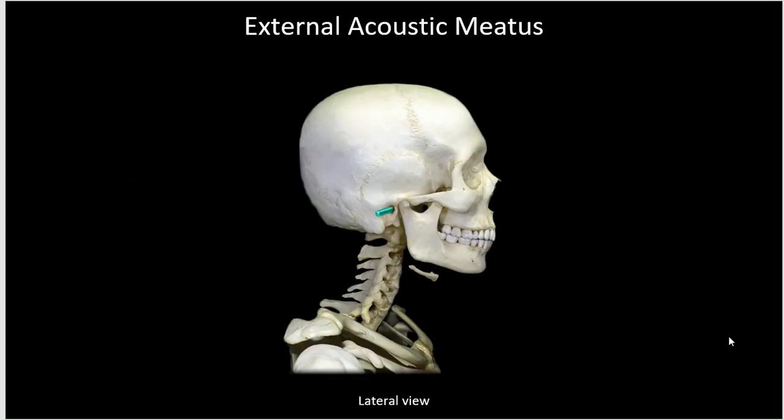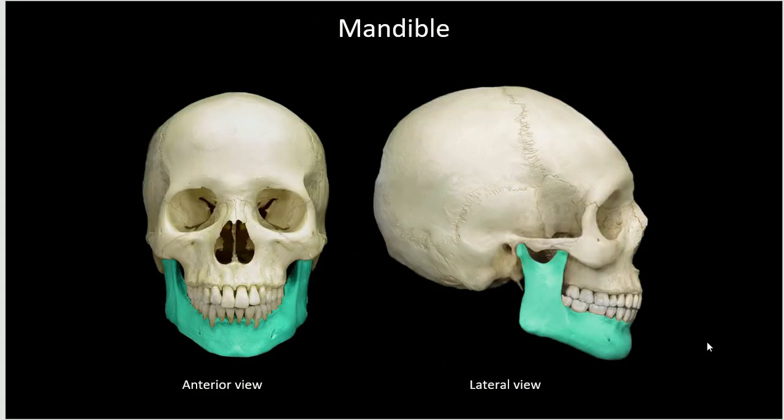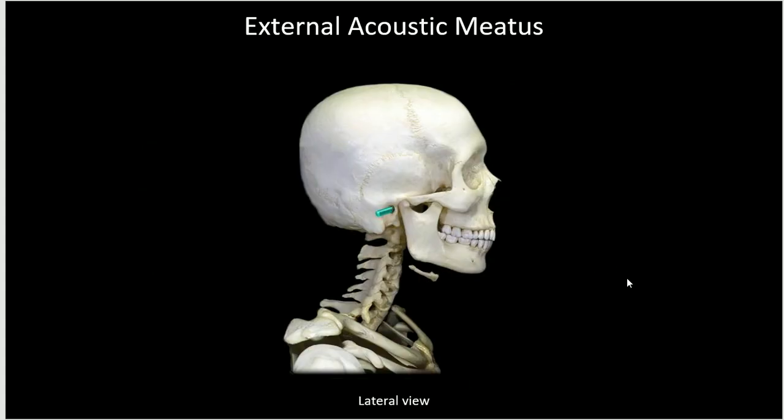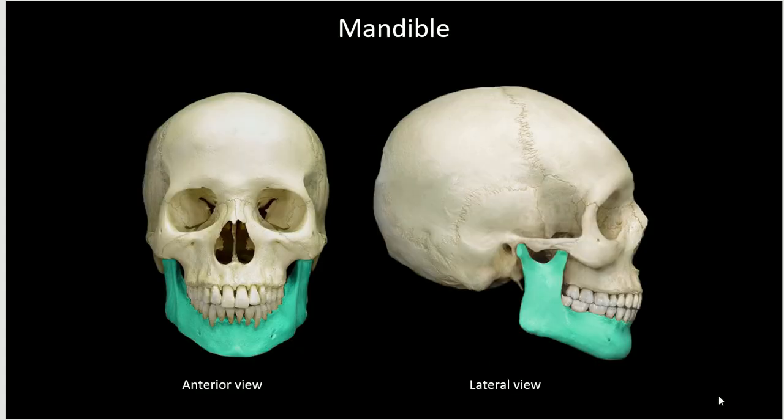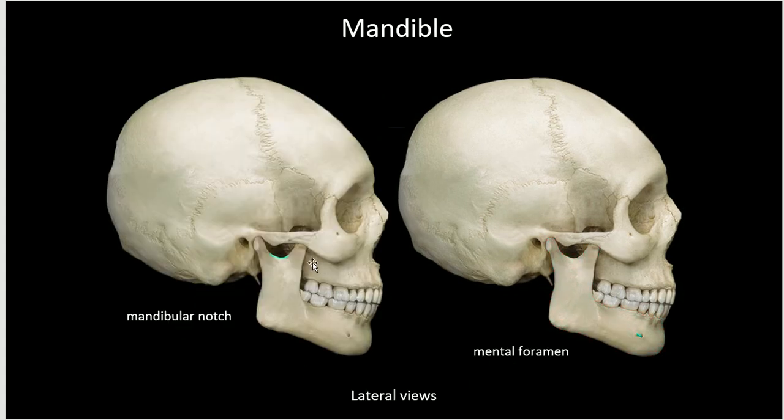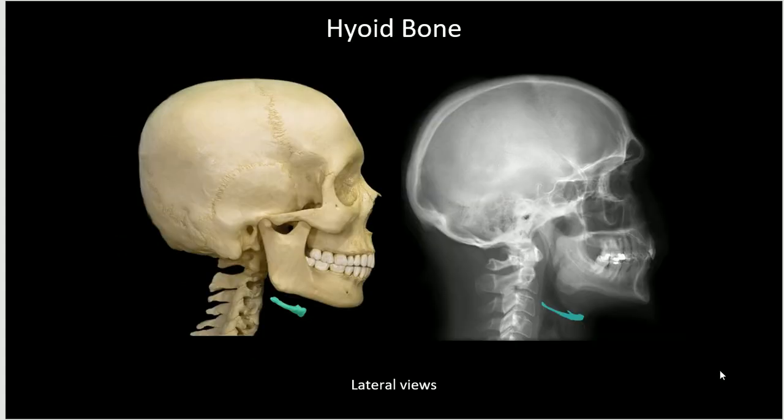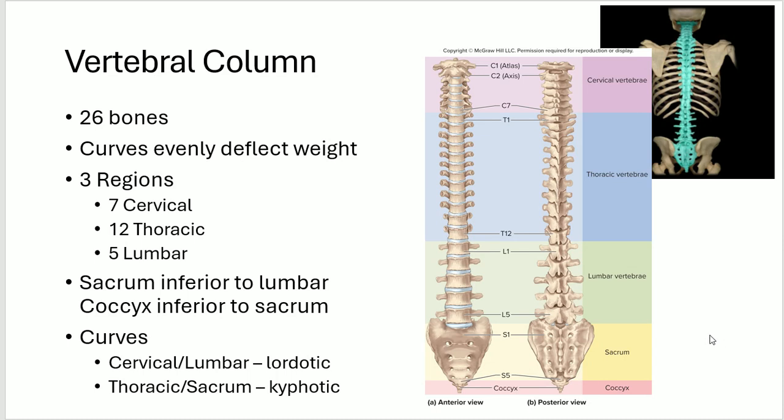And we have the external acoustic meatus. So external openings for our ear holes. Right there. Mandible, lower jaw. Mandibular notch is right there. Mental foramen is right there. Hyoid bone. Remember, this one doesn't articulate with any other bone. Helps us move our tongue. And we are moving on.